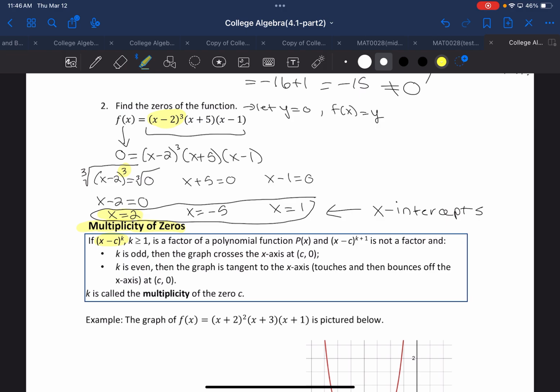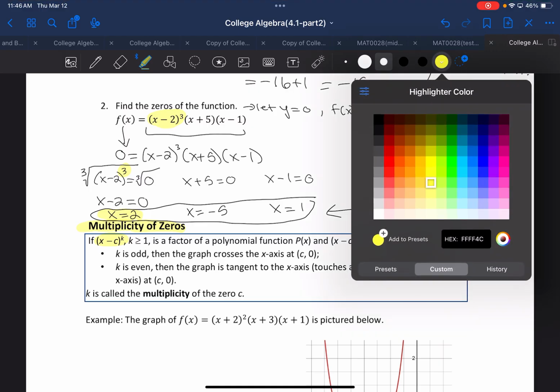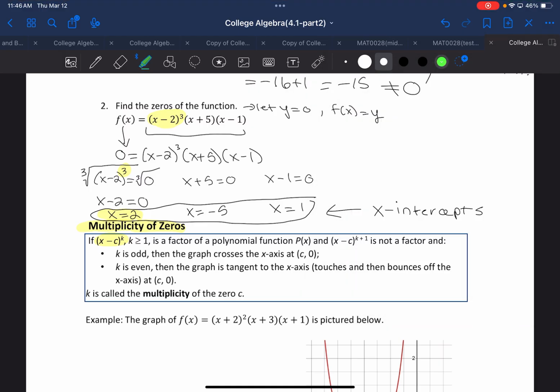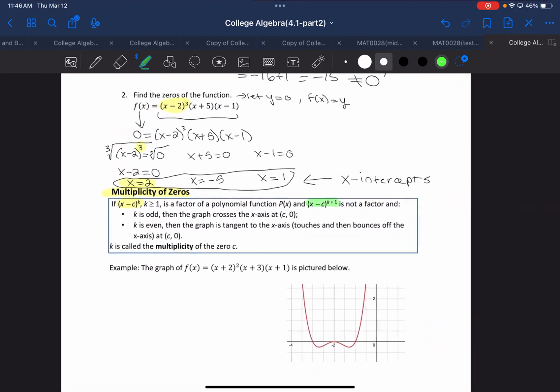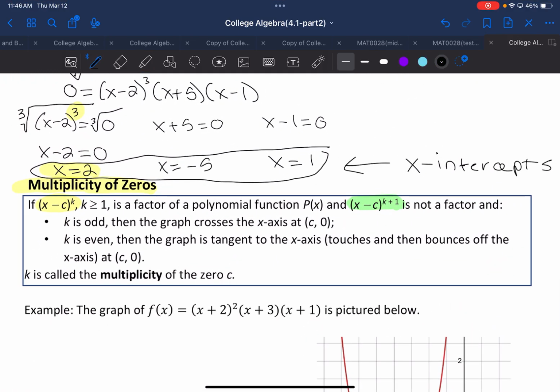So if this is a factor of a polynomial function, and x minus c to the k plus 1 is not a factor, what that means is that there's not more x minus c's somewhere else. Because if there was, for example, let me zoom in and give you an example, if I had x plus 2 cubed and then I had another x plus 2, well, this would actually be equal to what?